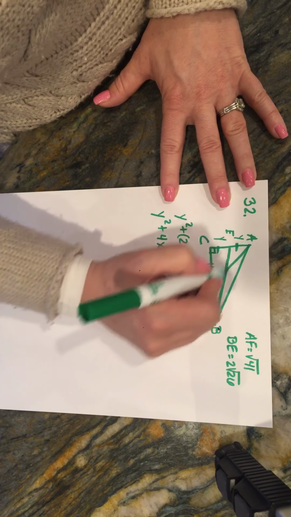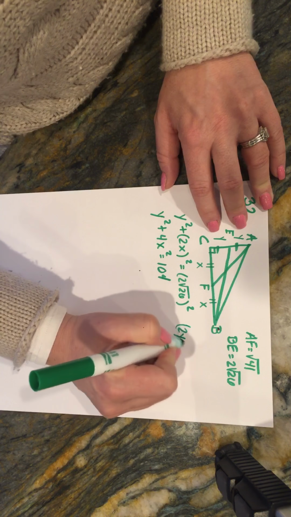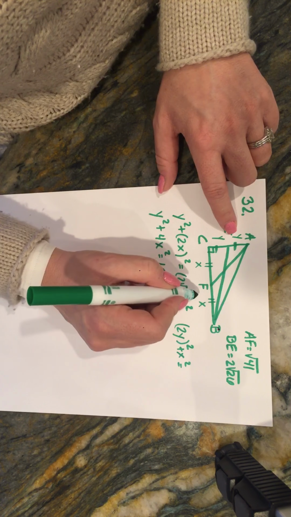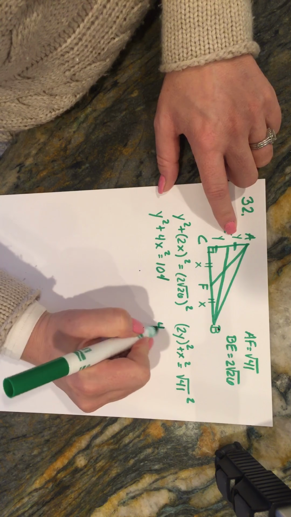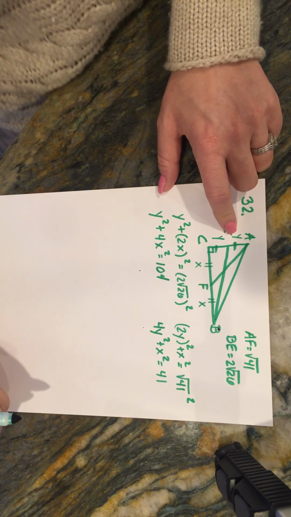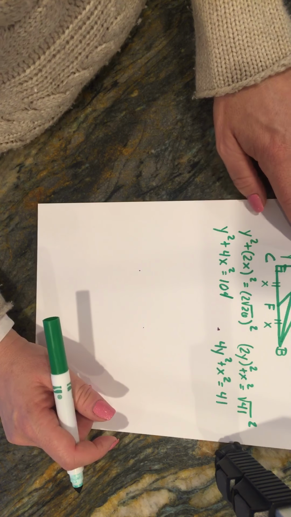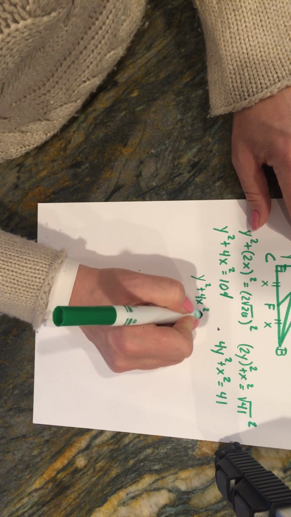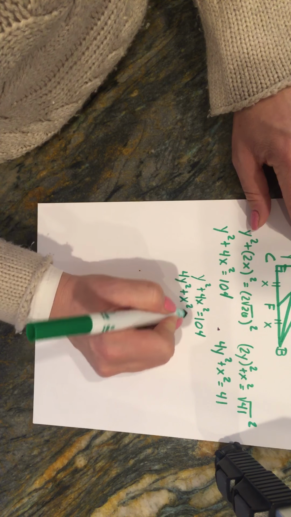Then we can do the same thing with this triangle here. So we've got 2y quantity squared plus x squared equals, the length of AF is square root of 41 squared. So that's 4y squared plus x squared equals, the square root of 41 squared is 41. So we have two equations and two unknowns. Now this becomes purely an algebra problem. So we can look at y squared plus 4x squared equals 104, and 4y squared plus x squared equals 41.